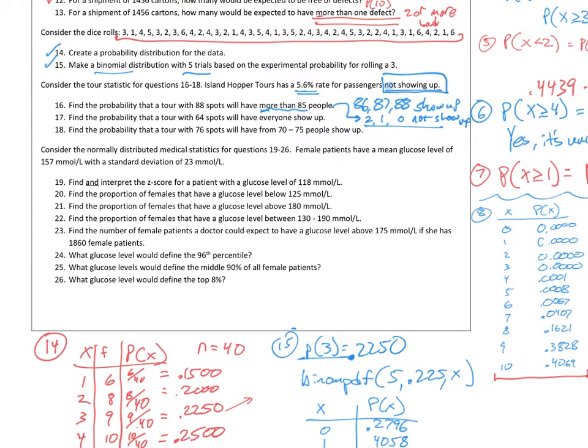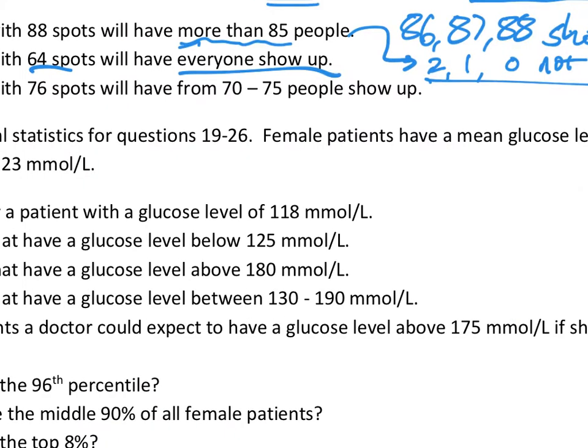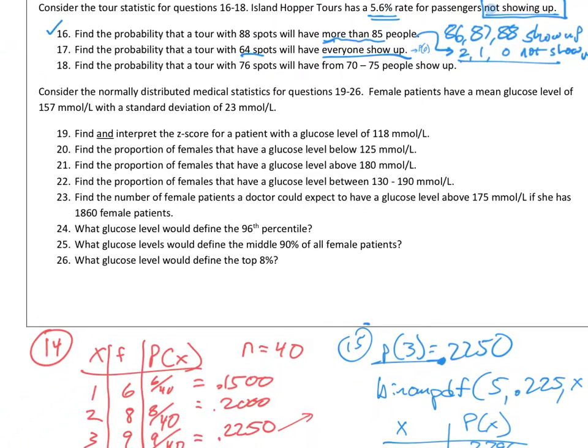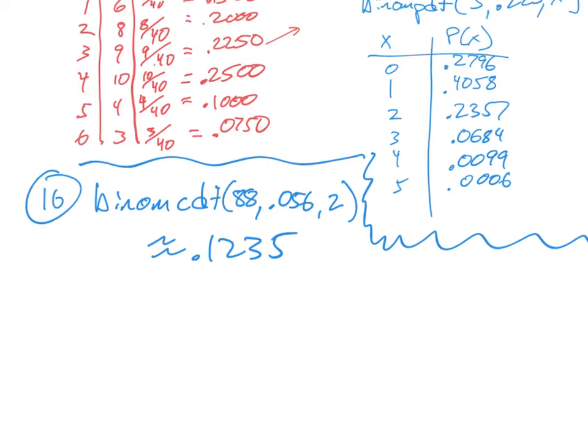All right, 17. So we've got 64 spots, and we want everyone to show up. Okay, so everyone to show up. That means that nobody did not show up. Does that make sense? So this is the probability of 0 not showing up. You've got to interpret that: everyone shows up means 0 did not show up. 64 spots.